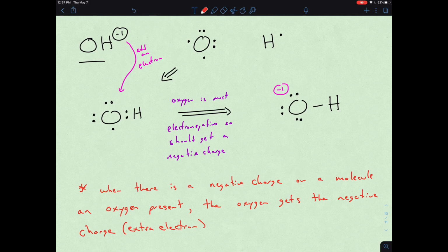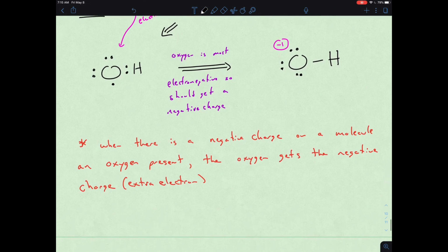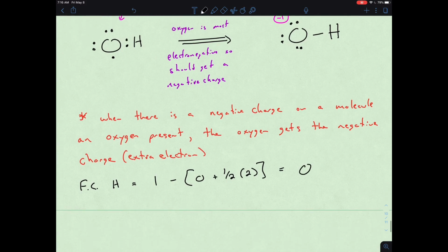So that's the idea of formal charge, and we'll keep reinforcing that idea as we get into some more complex molecules in subsequent lectures. If we were to calculate the formal charge for each one of the elements in hydroxide, our formal charge for the hydrogen would be 1 valence electron minus lone pairs plus 1/2 of the 2 electrons being shared in the bond, and so we get the neutral formal charge for the hydrogen, as we would expect because we're using unpaired valence electrons.